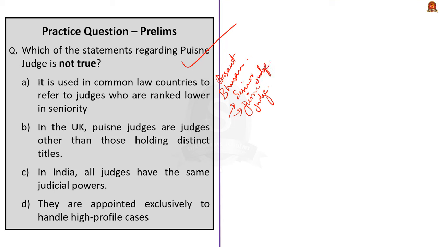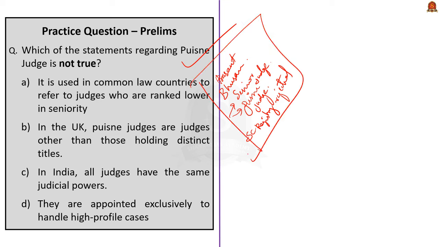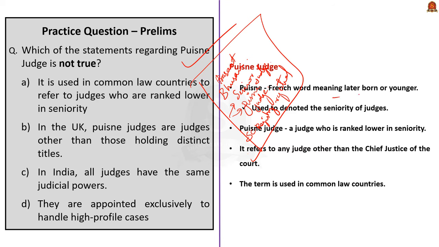However, the Supreme Court registry rejected this allegation. The registry said that there is no influence in the allocation of cases. Since this dispute was in news, this particular question has been asked. Know that the word Pusni is a French word which means later born or younger. So the term Pusni judge itself refers to a judge who is ranked lower in seniority. It is used to refer to any judge other than the chief justice of the court.